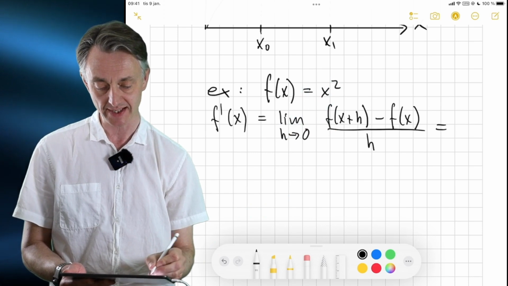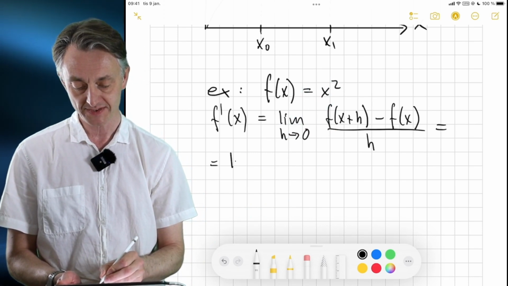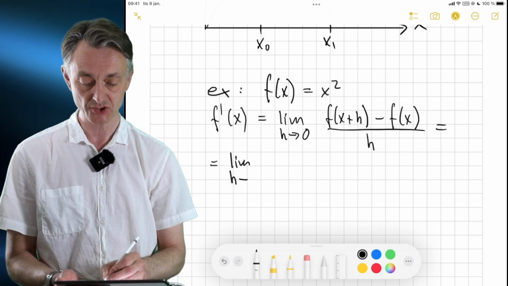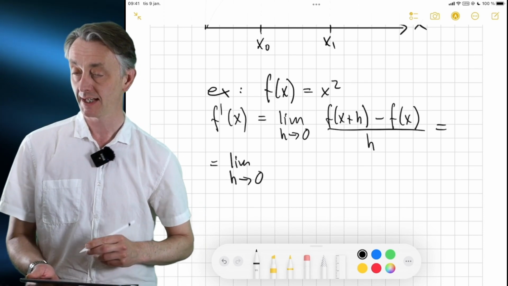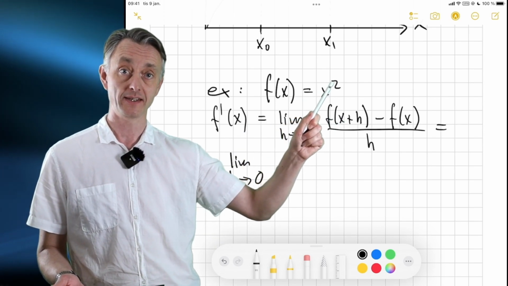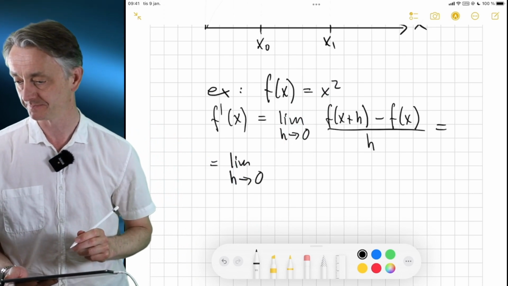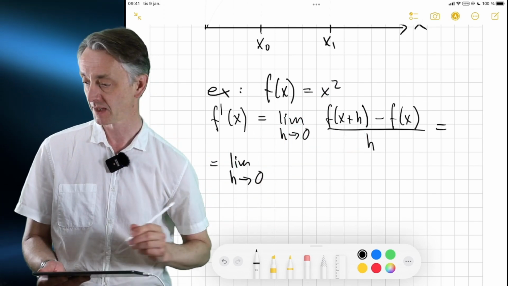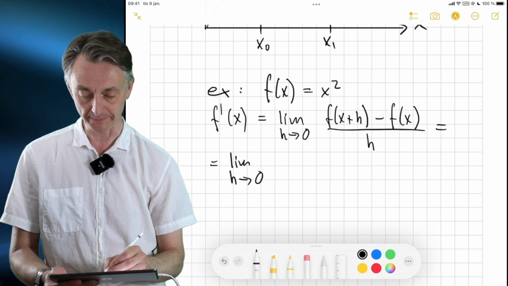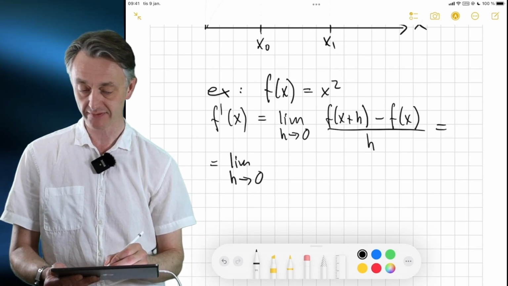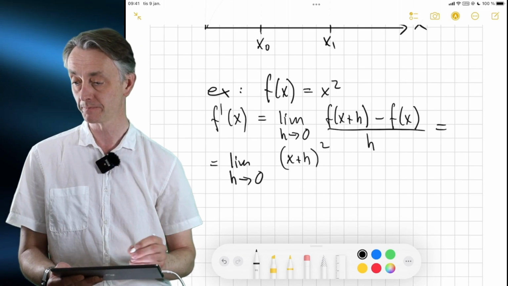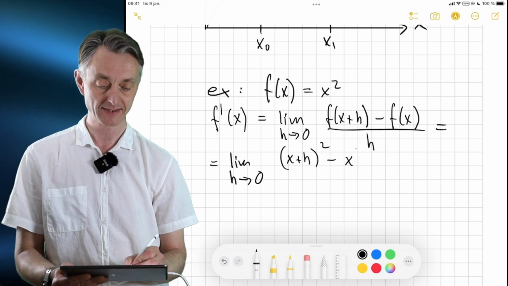So how would this then be? Well, it's still the limit of this function when h approaches 0. And instead of f here, we can plug in the x squared function, with x plus h in place of x. So it becomes the following. Namely, first we have x plus h to the power of 2 minus x to the power of 2.